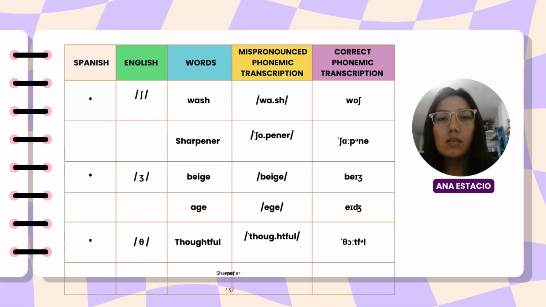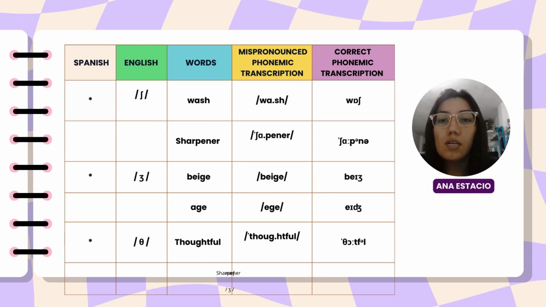Okay, we will continue to see more examples of words. For example, the word wash: the correct pronunciation is wash, but sometimes we pronounce it incorrectly. The next word is sharpener, but sometimes we mispronounce it. The correct form is sharpener. The next word is beige, but sometimes we mispronounce it, and the correct pronunciation is beige.